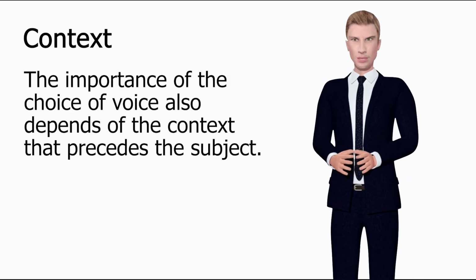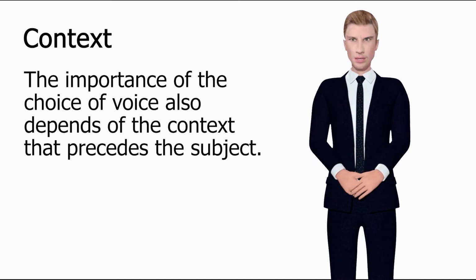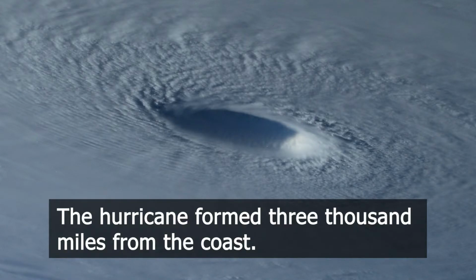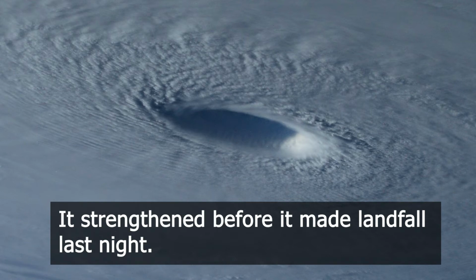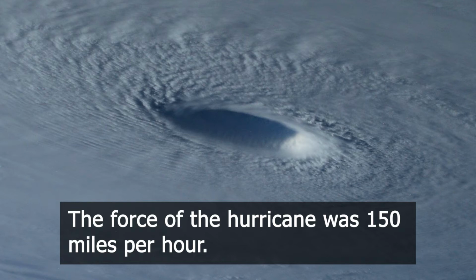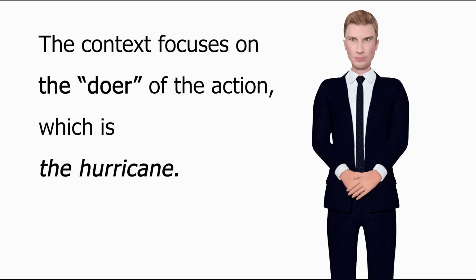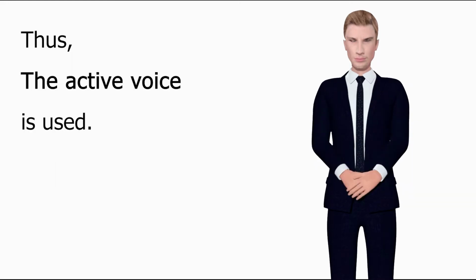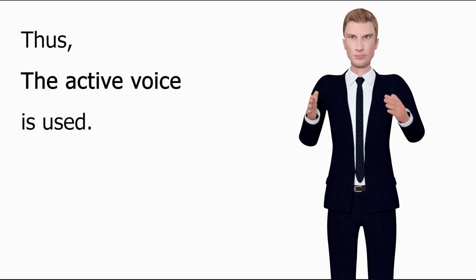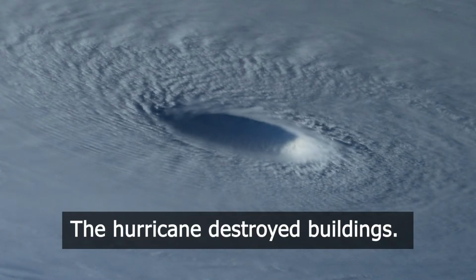Context. The importance of the choice of voice also depends on the context that precedes the subject. The active voice. The hurricane formed 3,000 miles from the coast. It strengthened before it made landfall last night. The force of the hurricane was 150 miles per hour. The context focuses on the doer of the action, which is the hurricane. Thus, the active voice is used. The hurricane destroyed buildings.